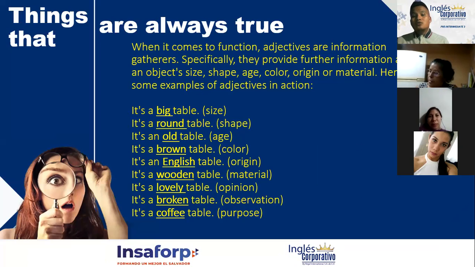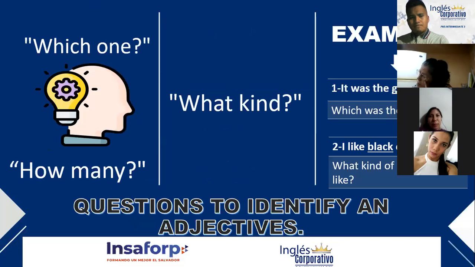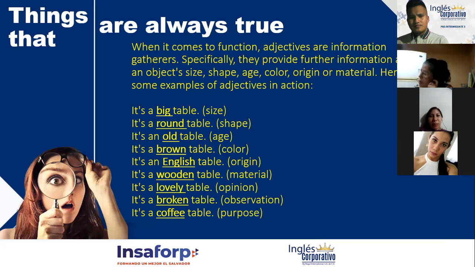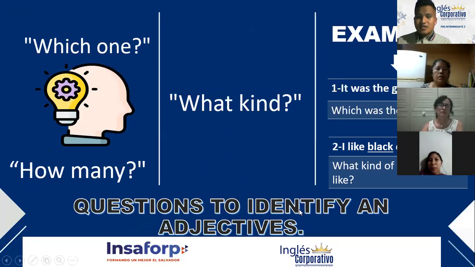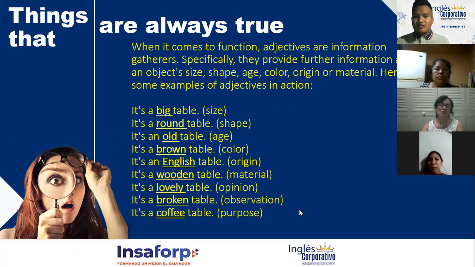Let's go with the third one. It says, an old table. And there we are talking about the age. La mesa vieja, ¿verdad? So which one of the three questions we have will help you to find out the answer? Can anybody help me? We have these three questions. Which one? I'm sorry, who said that? Which one? So we can say, which table? ¿Cuál mesa? La vieja, ¿verdad? The old table. Which table? The old table. Thank you so much, the ones that are participating. Thank you so much. And continue with the next one.